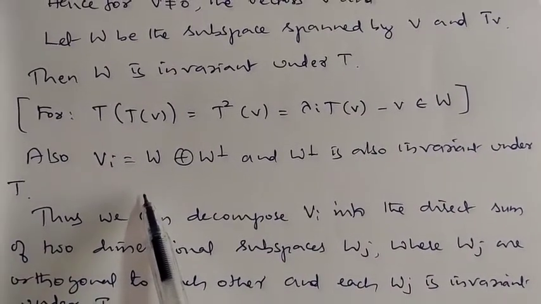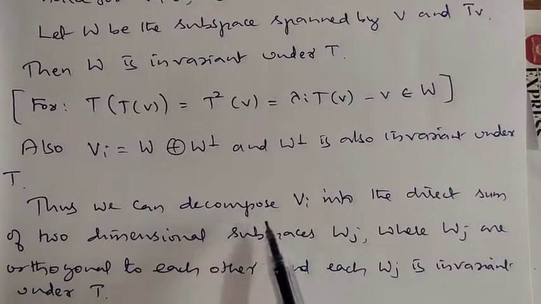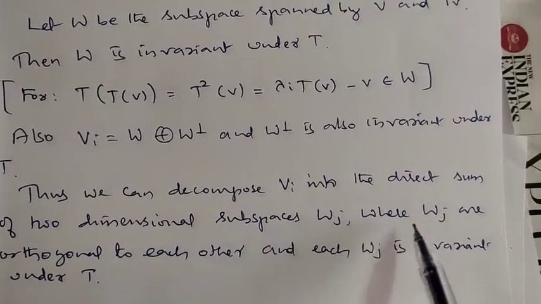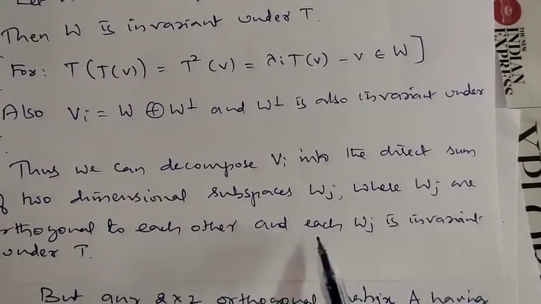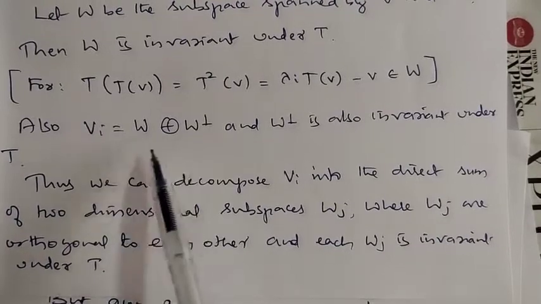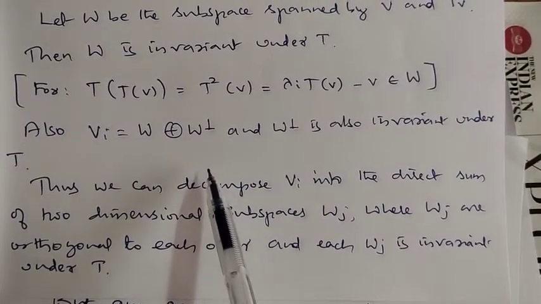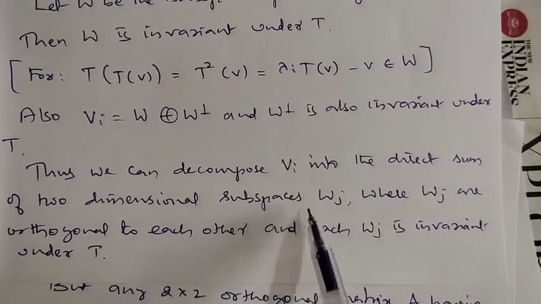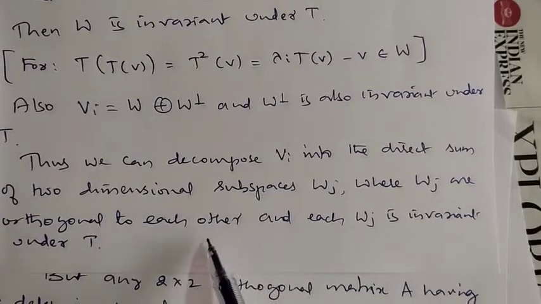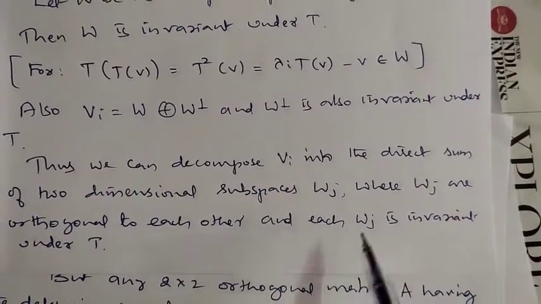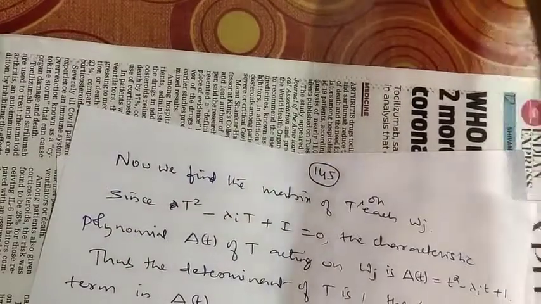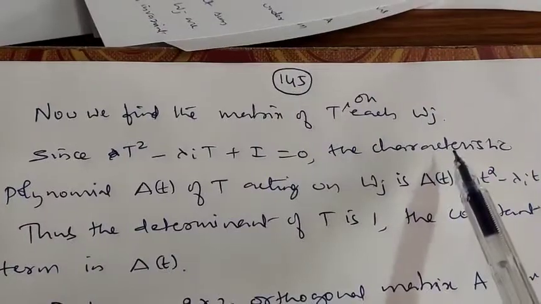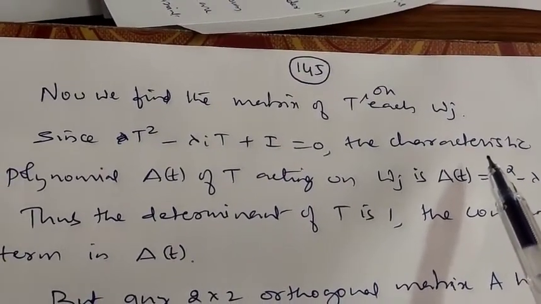We have proved this. Thus we can decompose Vi into a direct sum of two-dimensional subspaces Wj, where the Wj are orthogonal to each other and each Wj is invariant under T. Now we find the matrix of T on each of these Wj's.